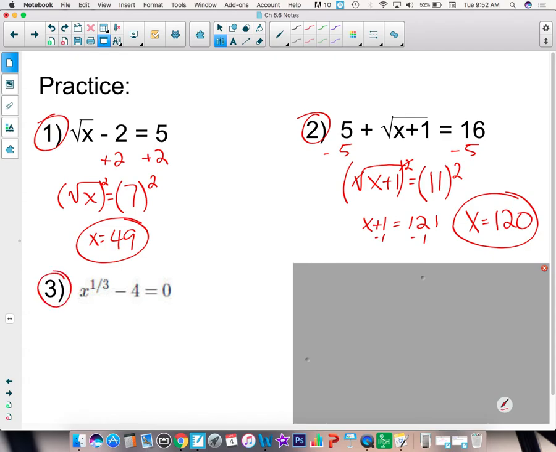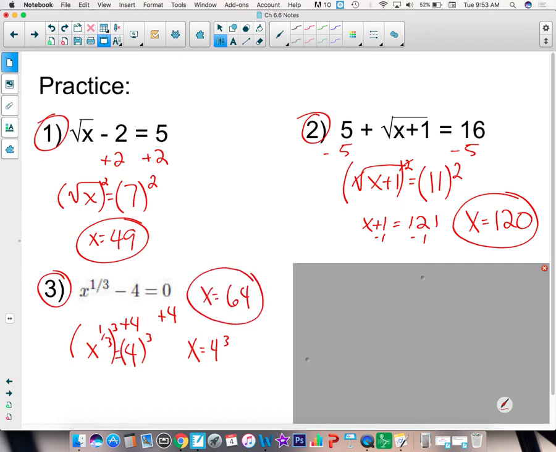So number 3. We got to get that x to the 1/3 by itself. Alright, so same kind of deal as we did on the last problem. We got to move that regular number over. So add 4. X to the 1/3 equals 4. So now we got that rational exponent. How do we get rid of it? Okay, well 1/3, what's the reciprocal of 1/3? That would be a 3 over 1, or a 3. So that means you're going to cube both sides. That would turn it to x equals 4 cubed, or x equals 64. Alright, not too bad.